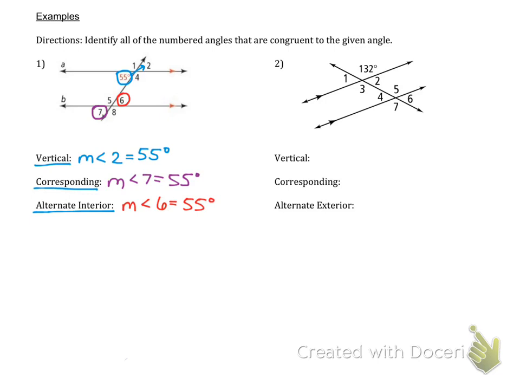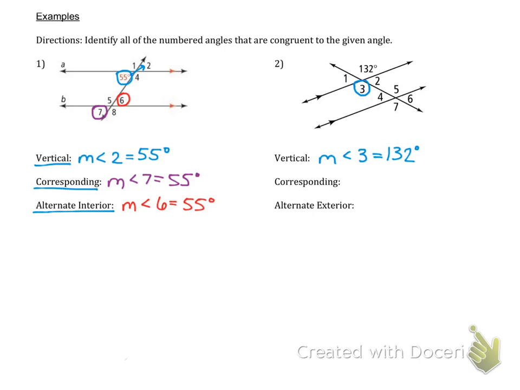Let's look at number 2. So first is vertical. What is vertical with 132 degrees? And that would be angle 3 is vertical with 132 degrees. So the measure of angle 3 is equal to 132 degrees.